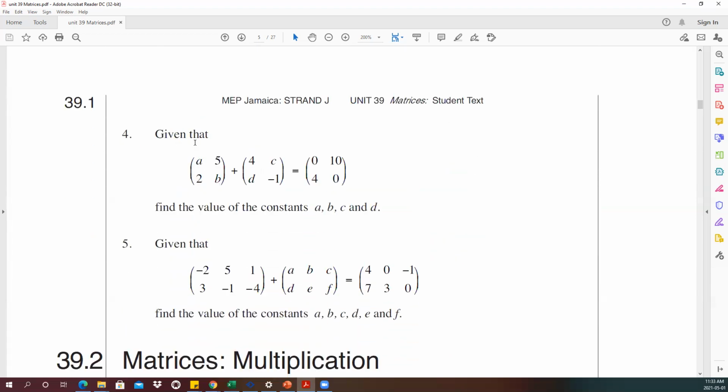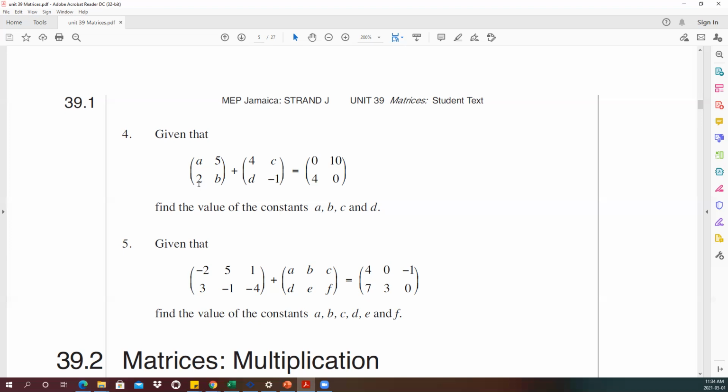All right, here's another one. Given A 5 2 B 4 C D minus 1, so you're adding these two matrices, and this is the result. And all it's asking you to do is to find the values A, B, C, D. So again, it will be the same corresponding setup. A plus 4 is equal to 0. That means A equals minus 4. Again, let me see. 5 plus C equals 10. That means C is equal to 5 as well, because 5 plus 5 is 10.